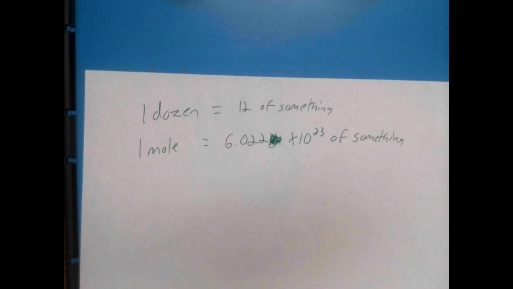To give you an idea of how big that number is, I'll look it up later. But if you had a mole of $1 bills and you were to stack them up on each other, they would go to the sun and then to Pluto and back multiple times. That is a humongous number.